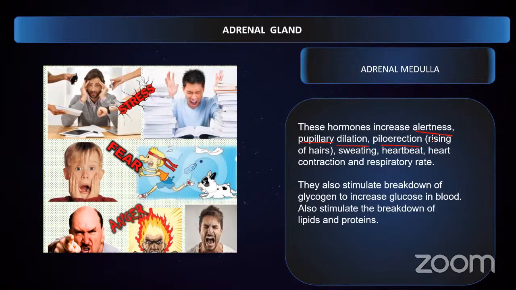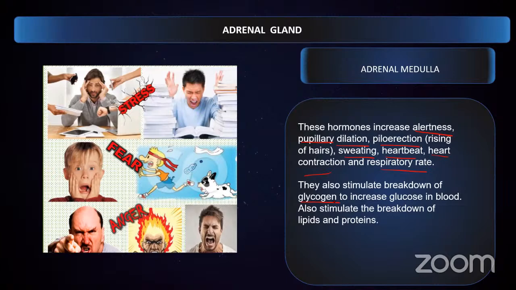When you watch horror movies or when you're afraid or cold, the next ones are sweating, heartbeat, heart contraction, as well as the respiratory rate. They're all controlled by adrenaline and noradrenaline. Because of their excess boost, they also stimulate the breakdown of glycogen for an immediate energy boom when you have this adrenaline rush.